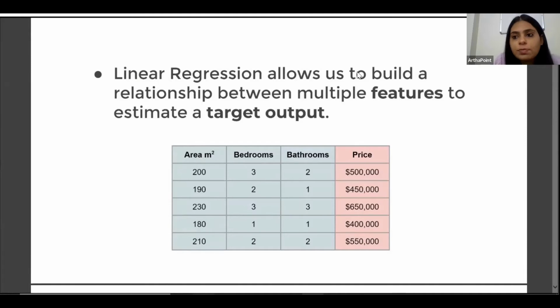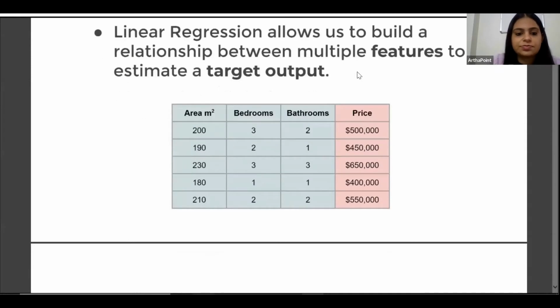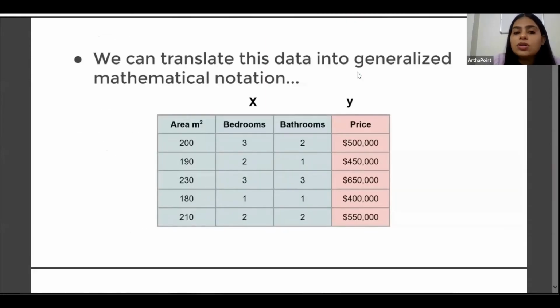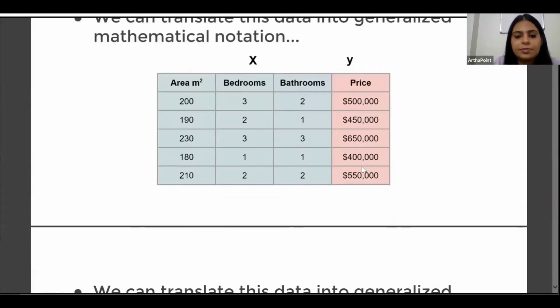This is obvious. We have seen this in the real world. If you have more bedrooms, you can sell your house for a higher price. If you have less bedrooms, it will be sold for a lower price. Now, these area, bedroom, bathroom, these all independent variables form my X, and the price that forms my Y.